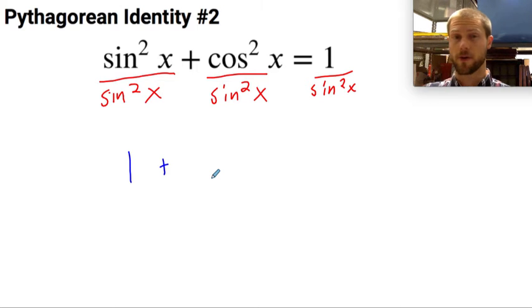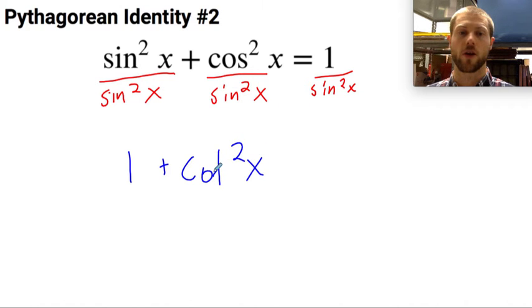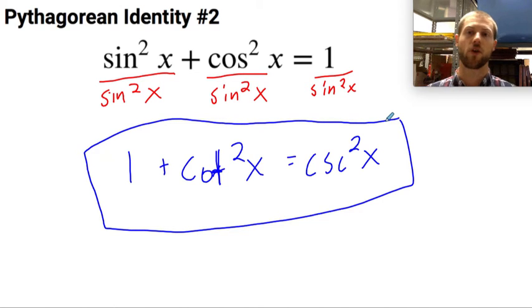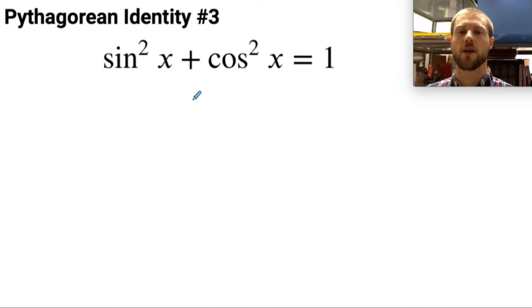This is where my reciprocal identities come in. And remember, the cosine over the sine is the cotangent. So this is going to equal cotangent squared of x. And 1 over the sine squared of x is equal to the cosecant squared of x. This right here is the second Pythagorean identity. We divide everything by sine, then we get this right here. All right, for the third Pythagorean identity, let's divide everything by cosine next.